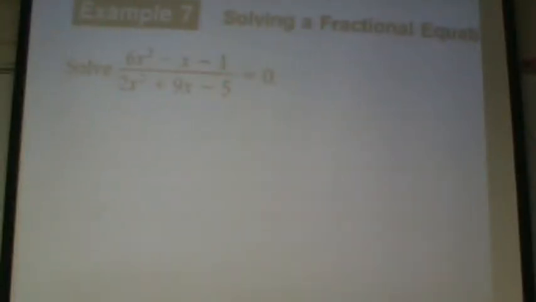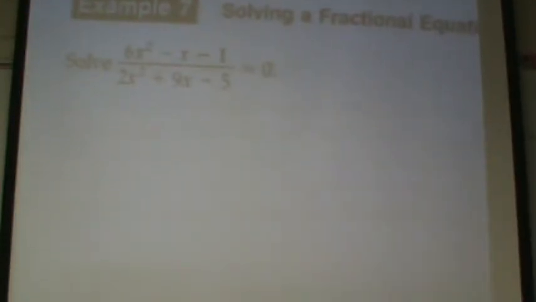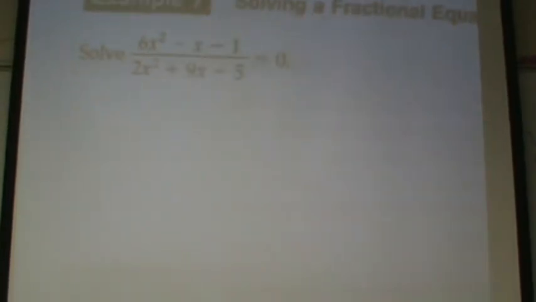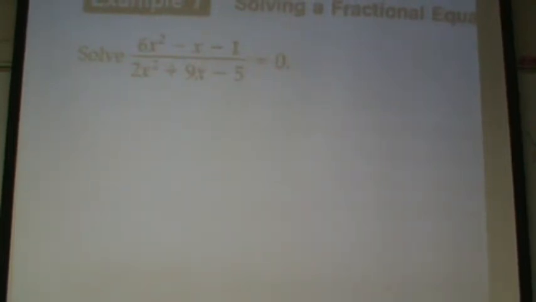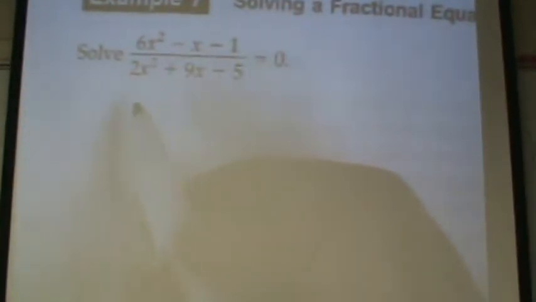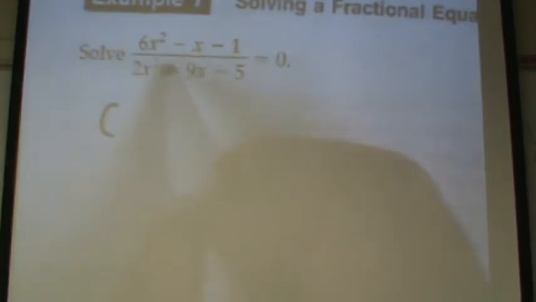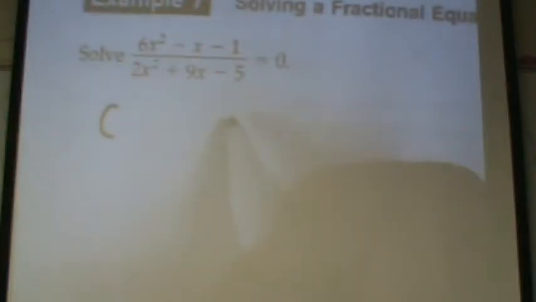Okay, the next example is a rational equation. What you're going to want to do on these ones is factor the numerator and factor the denominator the best you can. In both of these, they're both simply factorable. How do you factor that numerator? It's not one of your favorite ones to factor, but we can factor 6x squared minus 1x minus 1.